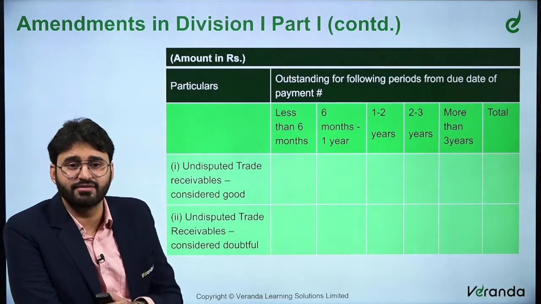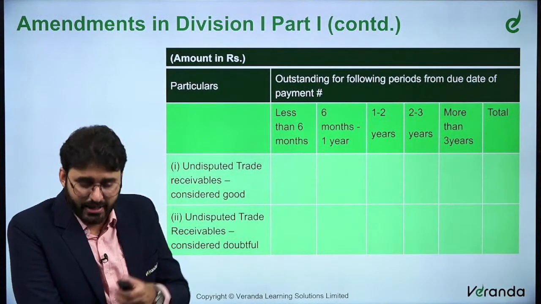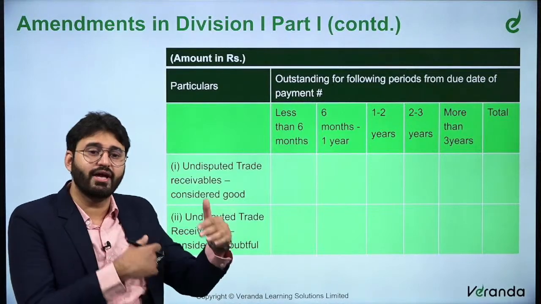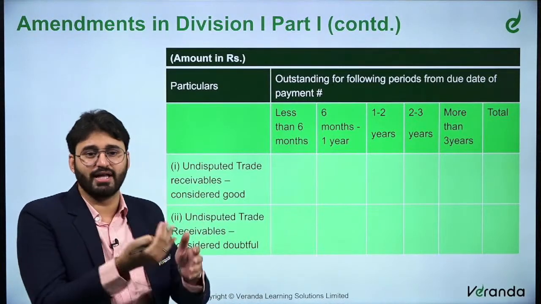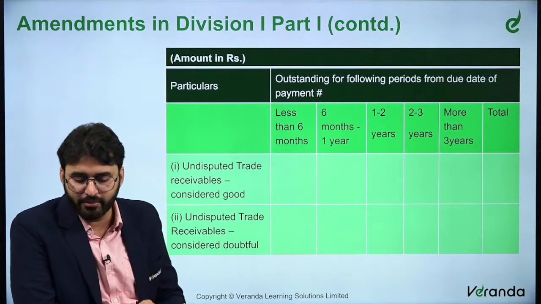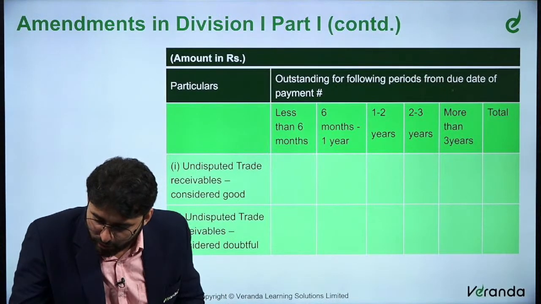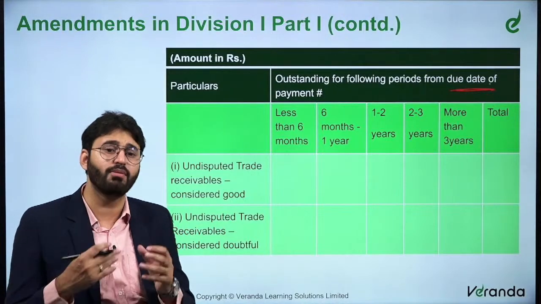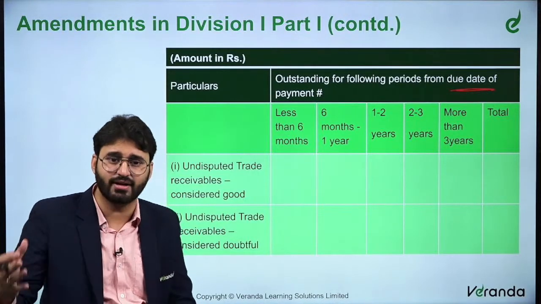Yeah. So trade receivable aging. A trade receivable aging, again outstanding. Just as a trade payable aging has been prescribed, a similar aging has been prescribed for trade receivables as well. Outstanding for following periods from due date of payment. Again, it's from the due date, based on how much credit you are giving.